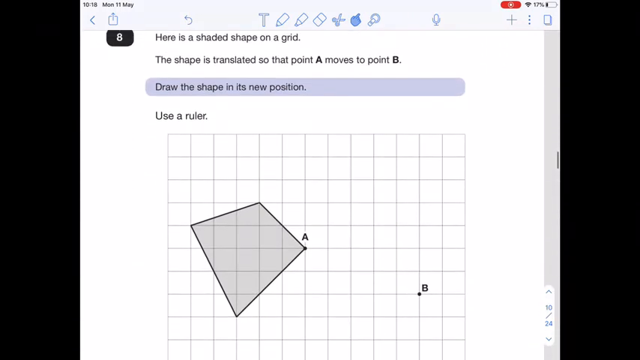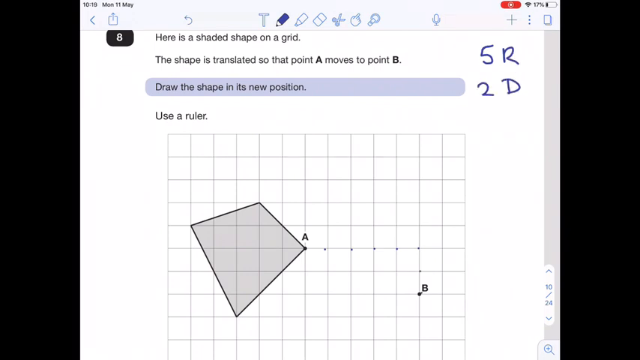Right, here is a shaded shape on a grid. Now this is what we were doing last week with translations, and it says translate the shape so that point A moves to point B. Point A moves to point B, okay? And then draw the new shape in its position. So let's see how far point A has moved to point B. So if we count it 1, 2, 3, 4, 5 to the right, so let's write it up here so we don't forget, and 2 down.